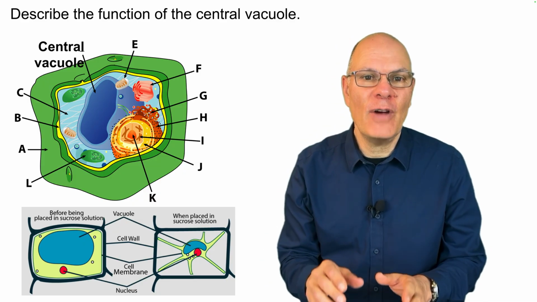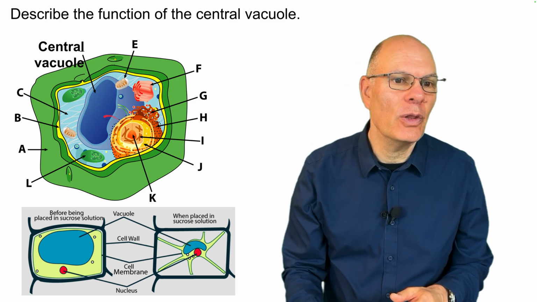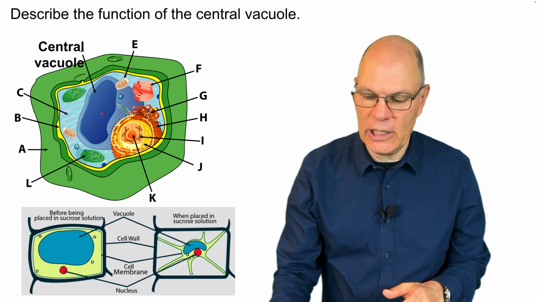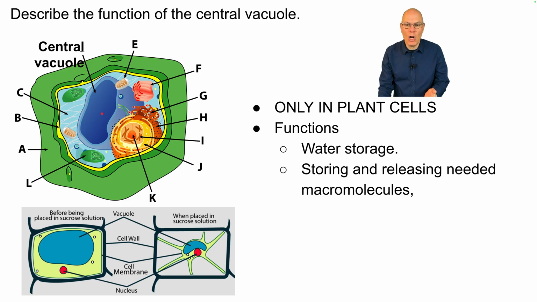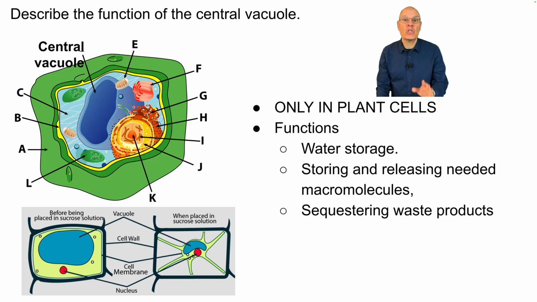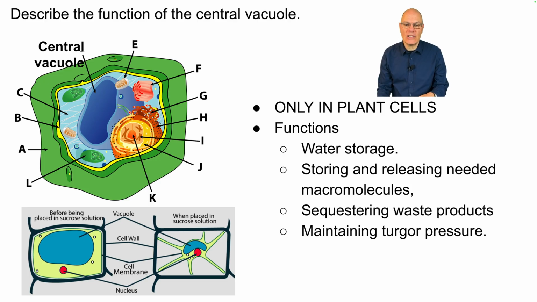Let's describe the function of the central vacuole, this large structure right here. It's only in plant cells. Its functions include water storage, storing and releasing macromolecules, sequestering waste products, and maintaining turgor pressure. We'll talk about this in the context of osmosis, the movement of water, but as water flows into a cell, it creates outward pressure that keeps plant cells full, firm, upright.